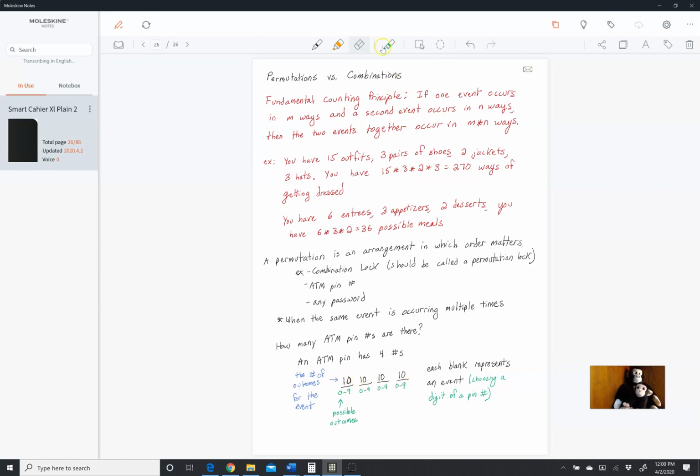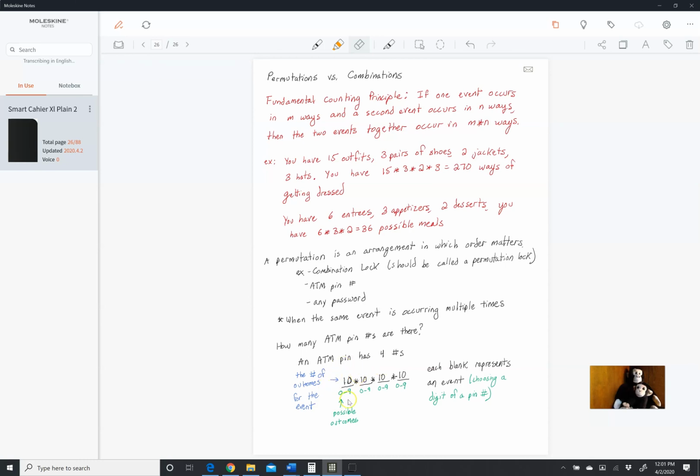And what do we do in order to calculate? We multiply. This is the fundamental counting principle. We have 4 events. Each one is happening in a different number of ways, or the same number of ways. And to get the total number of ways, we multiply. Think of it as your tree diagram, right? Tree diagram would be huge here. You would have 0, 1, 2, 3, 4, 5, 6, 7, 8, 9. And then from each of those, you would have 0 through 9 again, and again from each of those, and again from each of those.